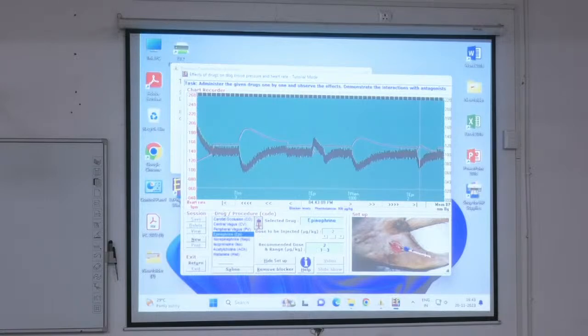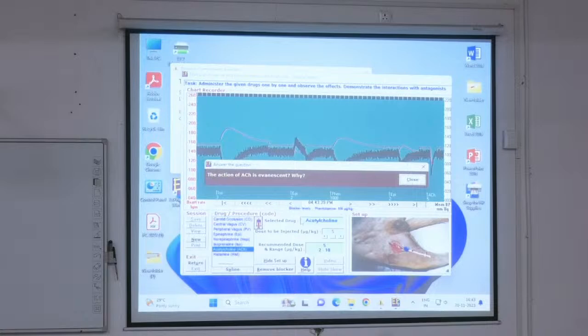Evanescent fall in blood pressure with acetylcholine. এটা কেন পাওয়া যায় বলছি, দাঁড়াও। কোশ্চেনটা কী লেখা আছে দেখো। The action of acetylcholine is evanescent. Why?